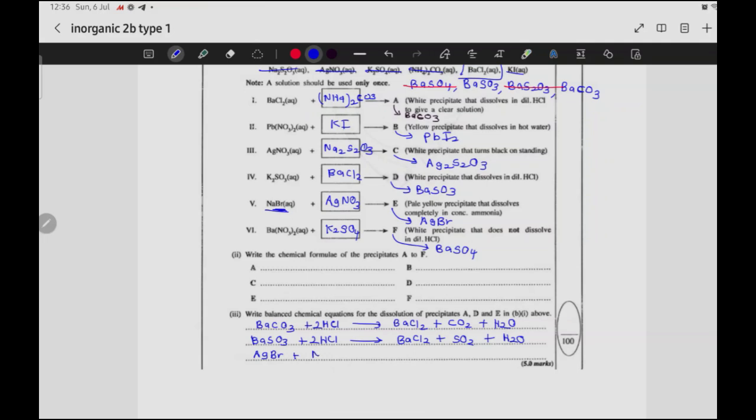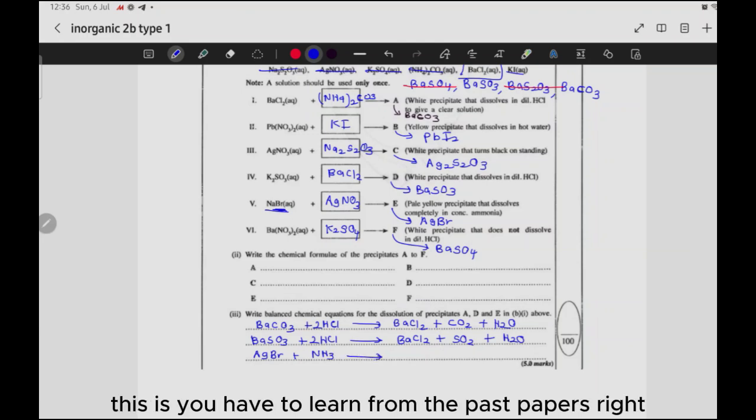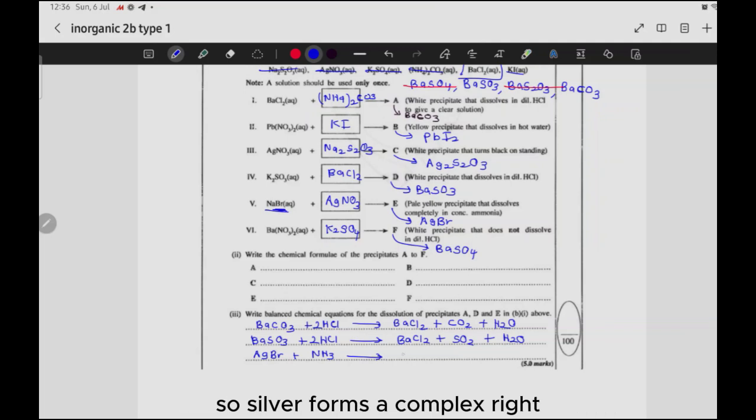ammonia. So this is a little bit out of the box. This you have to learn from the past papers, right? So silver forms a complex, right? It forms a complex like this, and you will get 2 Br minus, right? You get a 1 Br minus.